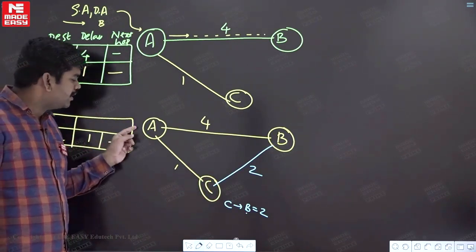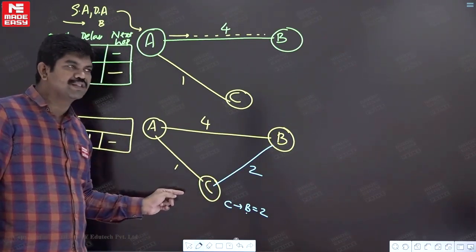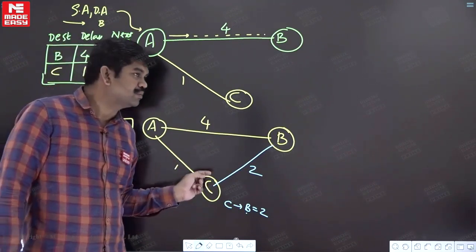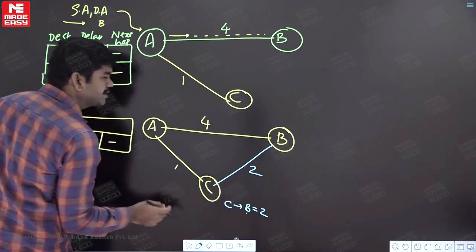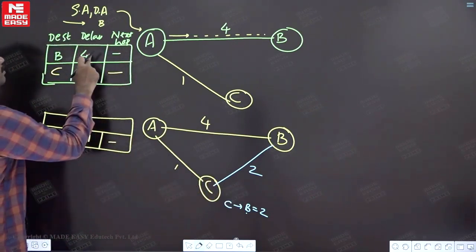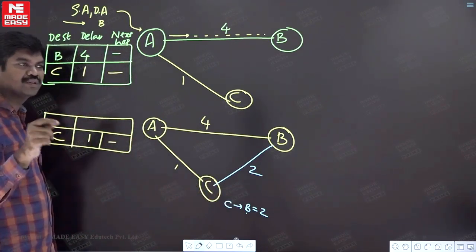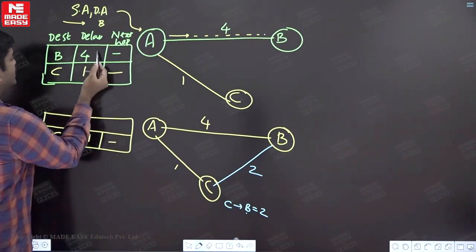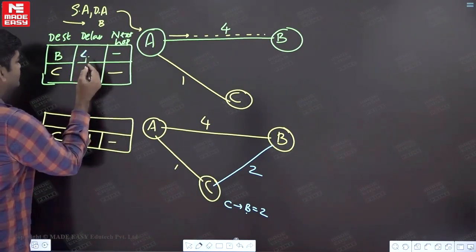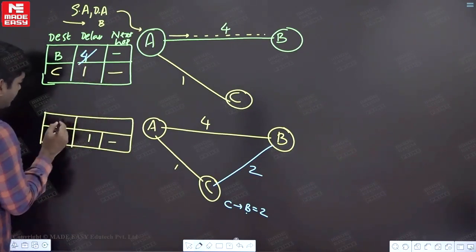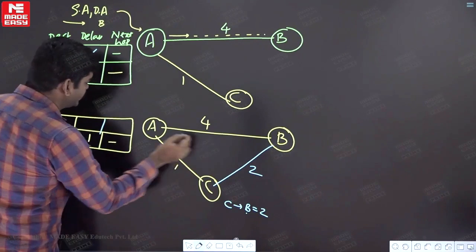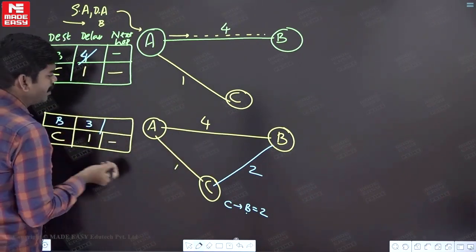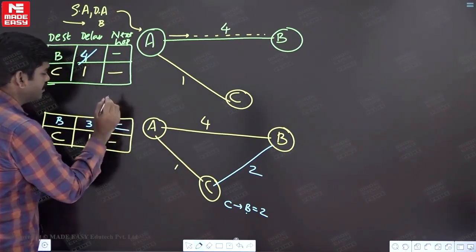If I forward data to C, who will take responsibility? C only will take responsibility to reach up to B. Like that it will think. So 1 plus 2, how much? 3. But the existing value, how much? 4. What is smallest? 3. So it is going to be updated. Here it is updated as what? You can see B, how many units? 1 plus 2, how much? It is 3. And how does it know? With the help of C. So this is the value.